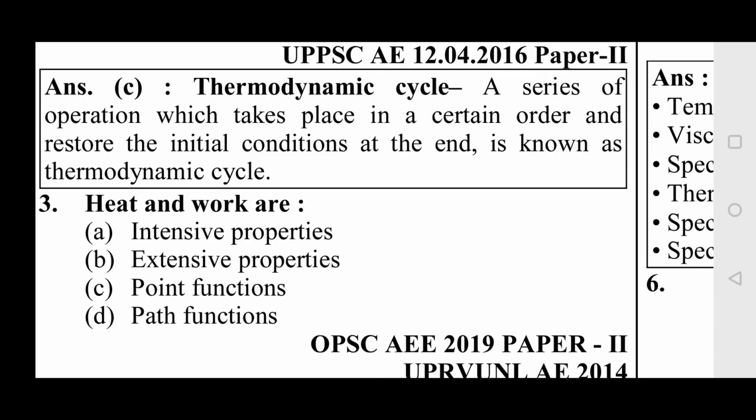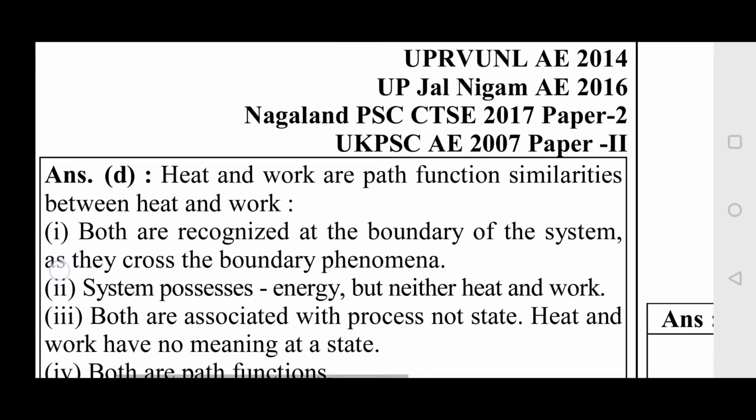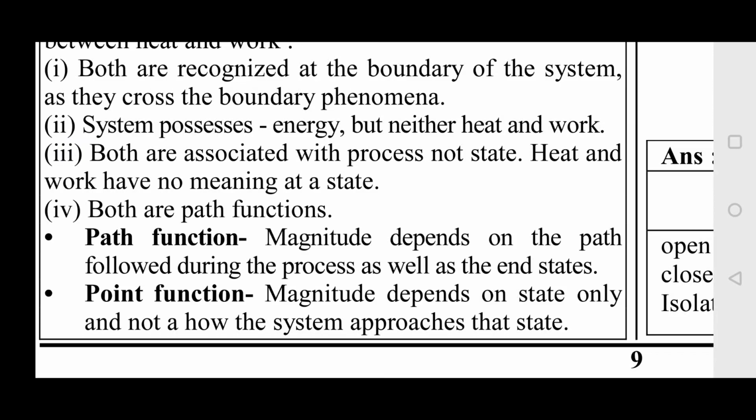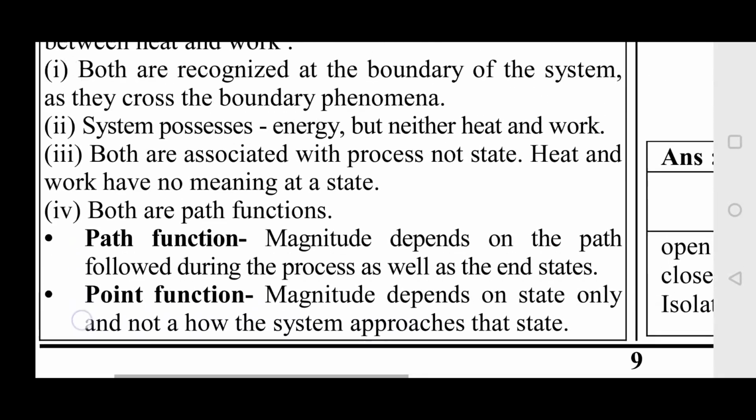Answer is path functions. So heat and work, these both are path functions. Let's see this one. What is a point function and path function? This is most important. So path function, magnitude depends on the path followed during the process as well as the end states. Next, point function, magnitude depends on the state only and not on how the system approaches the state. This is the difference between the path function and point function.